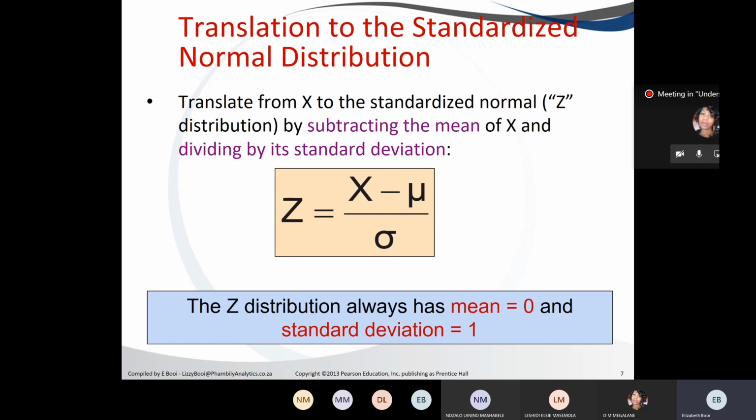And this, we do by subtracting the value of your mean of x and by dividing by the standard deviation. So we take your x observation and we subtract the mean and divide by the standard deviation. And that is the z-score.